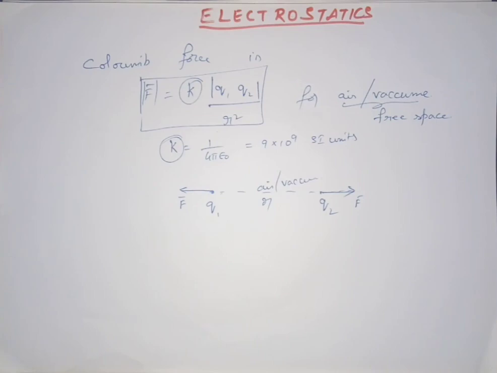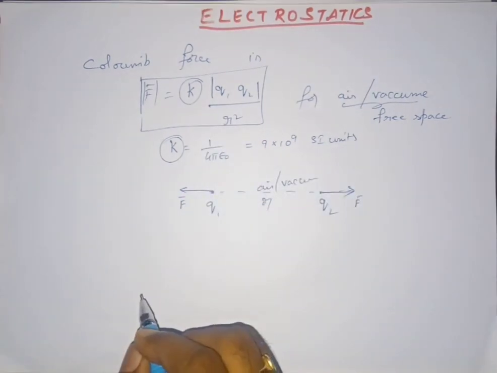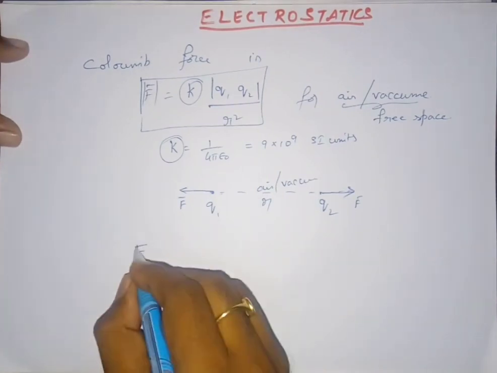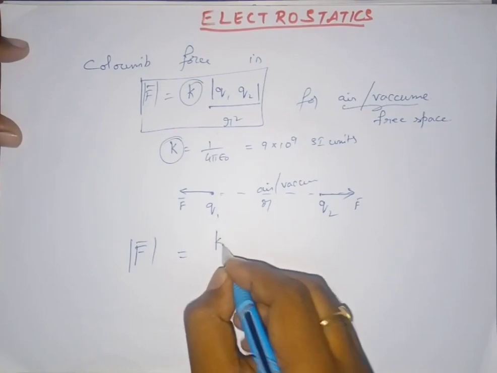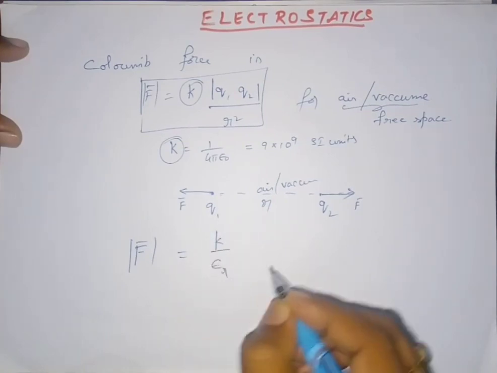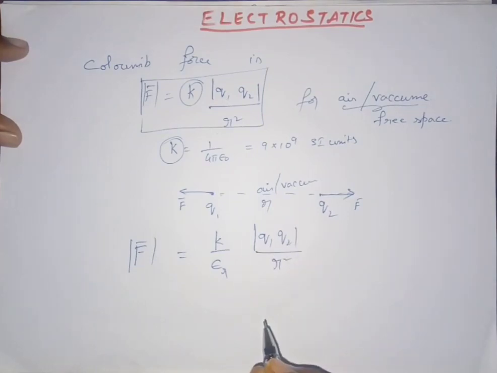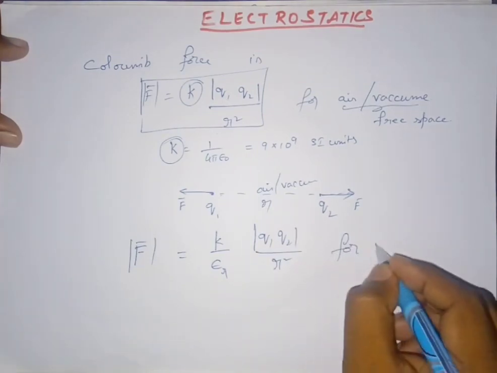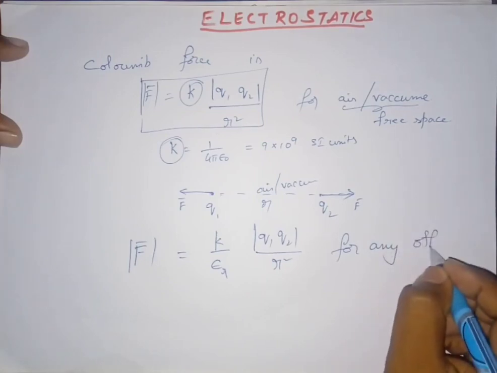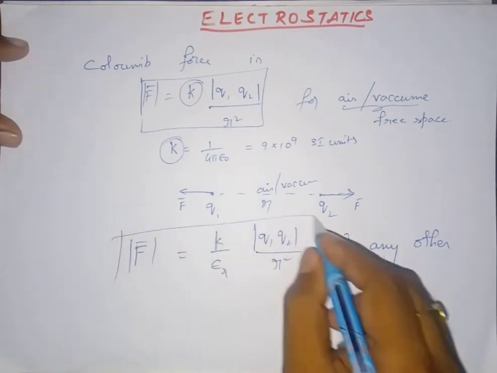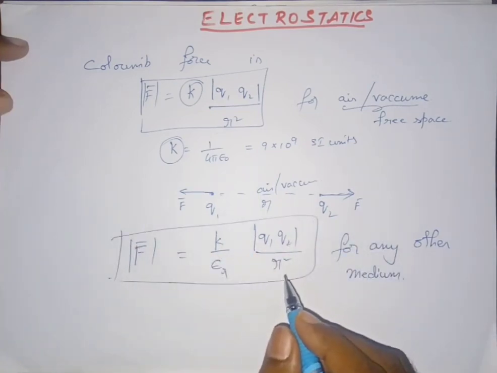And in electrostatics, we always use SI units because the charge has only SI unit, Coulomb. But this expression is true only for air or vacuum. Now, what is the expression for any other medium? It is actually K upon epsilon R mod Q1 Q2 by R square. So this is for any other medium. Of course, the direction is along the line joining the two charges.